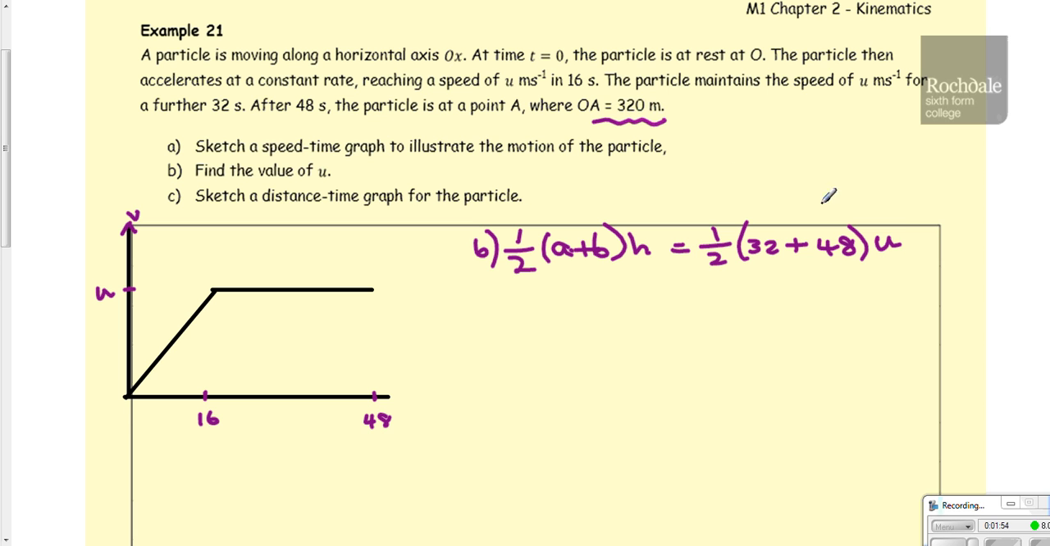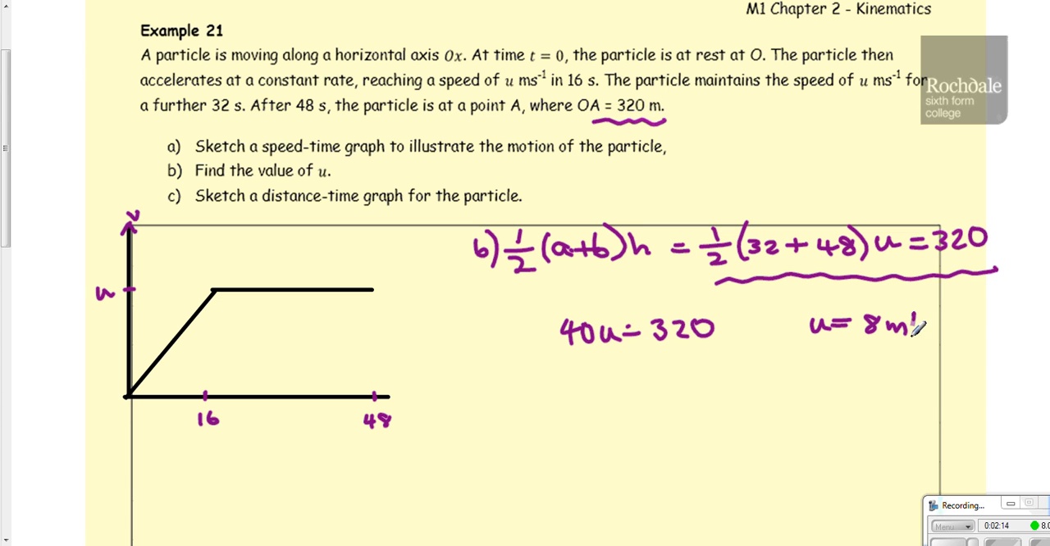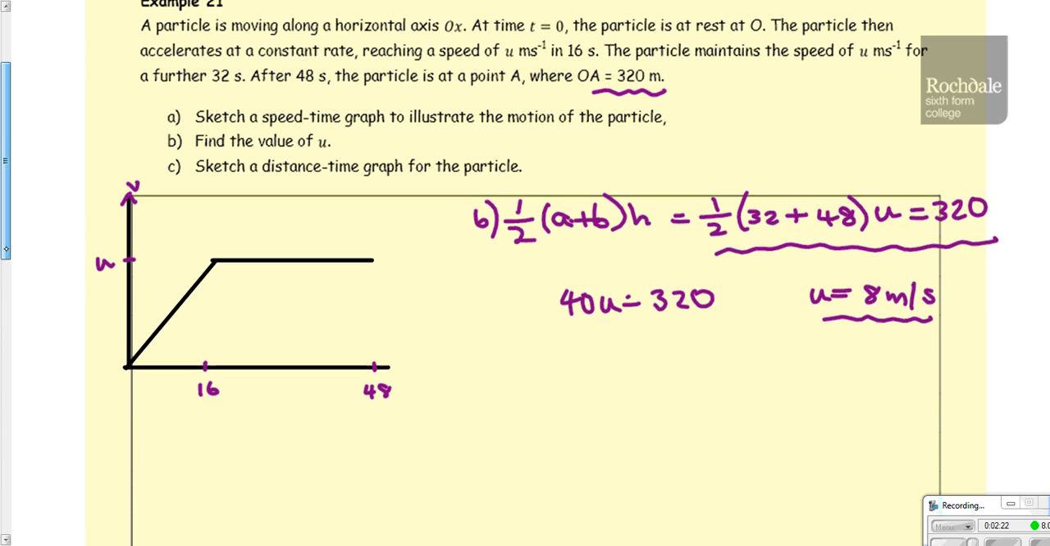Now what we do know is that this will equal 320, so we can make an equation here that we can solve. 32 add 48 is 80, half it, 40. So 40u equals 320, and so u is 8. It's a velocity, so I'll put the units on. Okay. We now have to sketch a distance time graph for the particle.